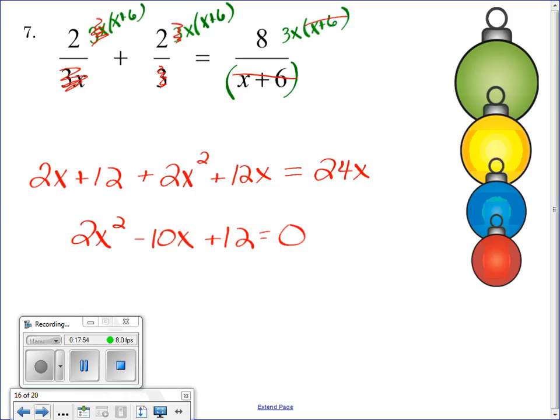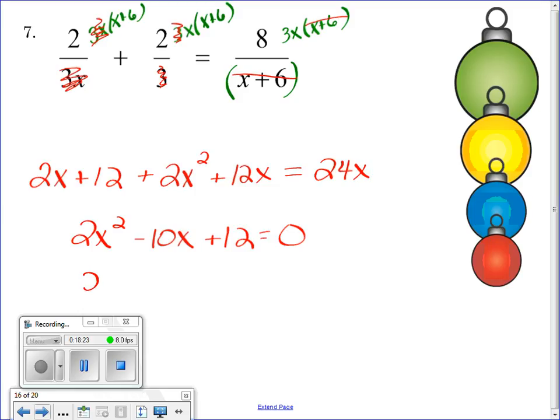Hold on. Jared's making the face. I did 2x and 12x is 14x. And I subtracted the 24 over. I just did it all in one step. Sorry, I did it all in one step. All right, I'll start treating you guys like children.